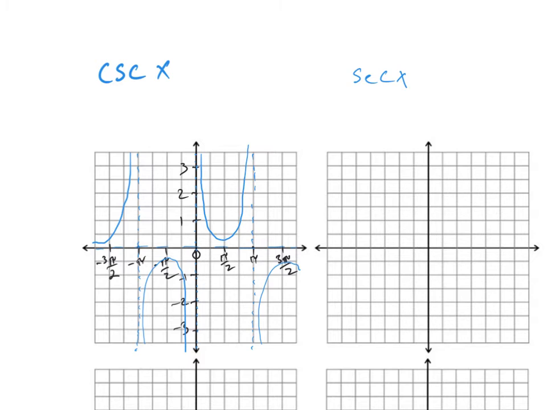Secant of x. Same thoughts. We have 1, 2, 3, 0, pi over 2, pi, 3 pi over 2, negative 1, negative 2, negative 3, negative pi over 2, negative pi, and negative 3 pi over 2. The same thought for our secant of x. Secant is the inverse of cosine, so wherever our x-coordinate is 0, we have an asymptote. So our asymptote is at pi over 2, and 3 pi over 2, and negative pi over 2, and negative 3 pi over 2.